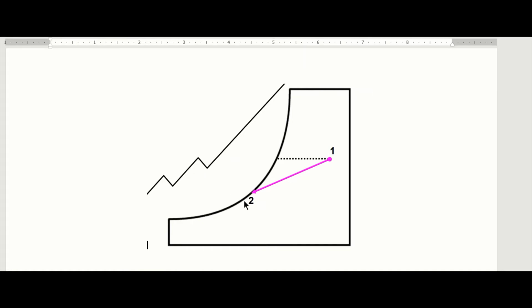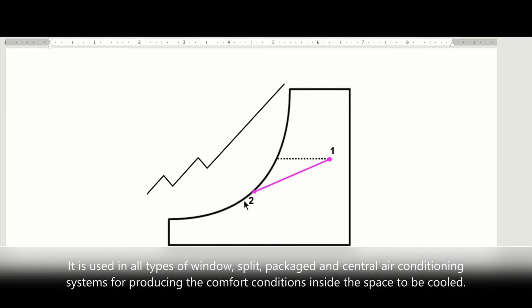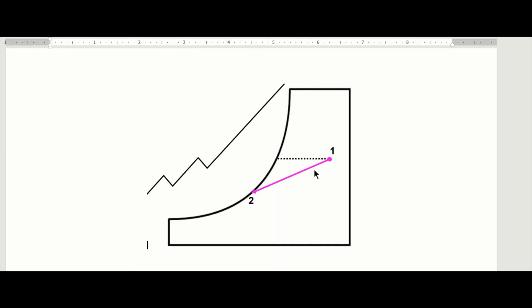Now, the cooling and dehumidification process is the most widely used air conditioning application. It is used in all types of window units, split units, packaged and central air conditioning systems for producing the comfort conditions inside the space to be cooled. So this is another very important psychrometric process.